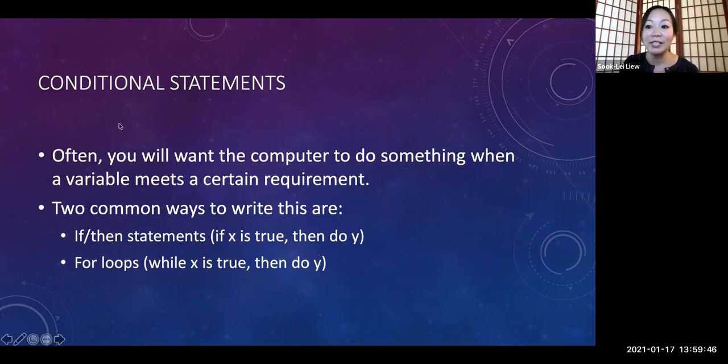Okay, so the conditionals are the things like equals to, not equals, greater than, less than, etc. But then we can put these into whole statements. So sometimes you want the computer to do something only when a variable meets a certain requirement. So for instance, there are two main ways. One is called the if-then statement. So if X is true, then do Y. And then the other one are for loops or while loops. And it will say like, for X in this many numbers, do this thing, or while X is true, do this thing. So we're gonna also test and go through these.